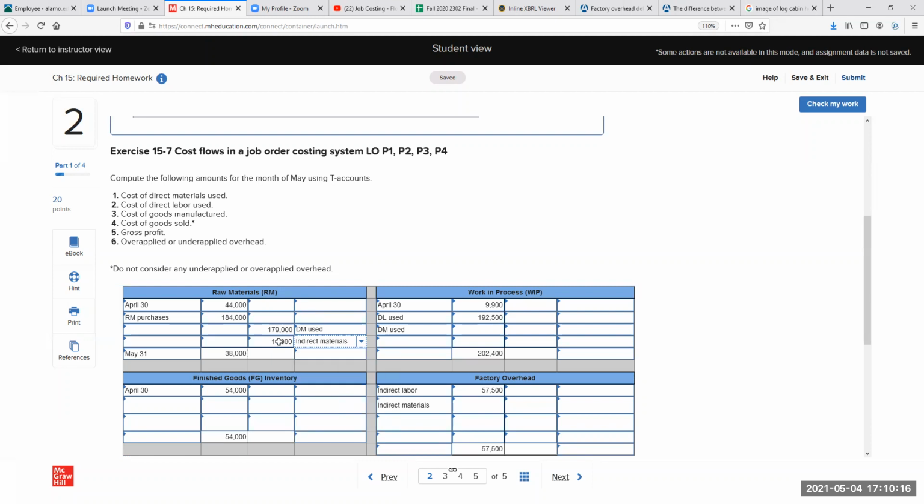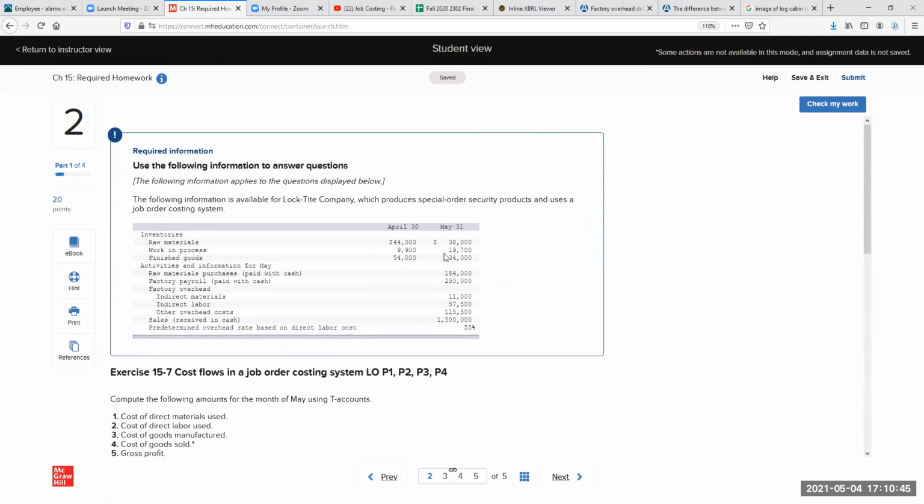Now, this is our credit, so you have to have a debit. So 179 will be our debit to work in process, and 11,000 will be our debit to factory overhead. So 179 plus the 11 is the 190 combined, and that's how we know what's gone. So that should match. So 44 plus this minus what we used to work in process minus factory overhead leaves 38.